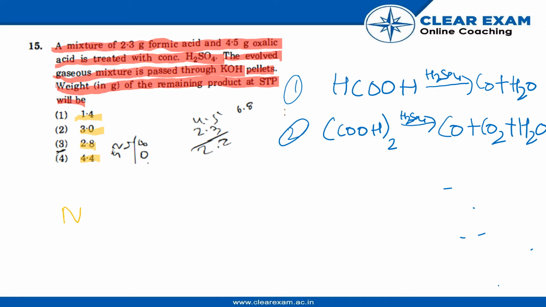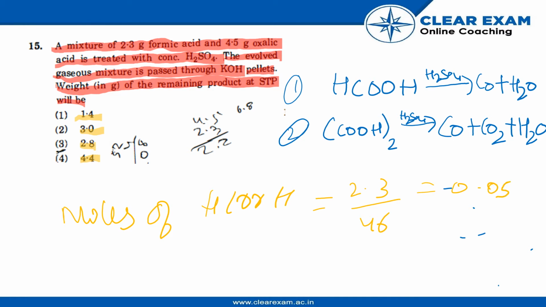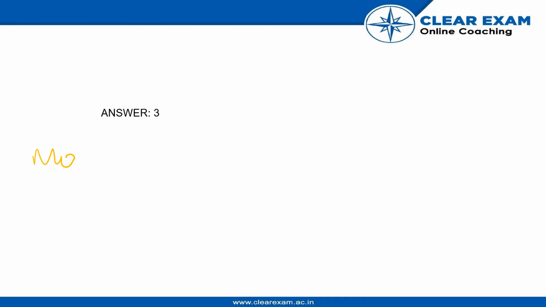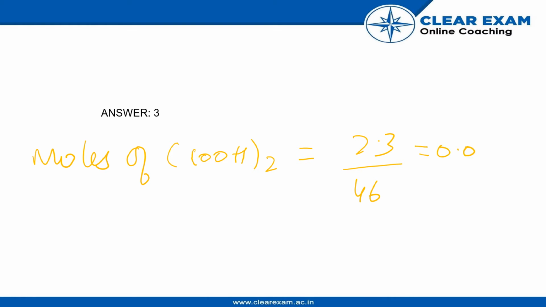So moles of HCOOH will be equal to 2.3 divided by 46. That will equal 0.05 moles. And similarly, the moles of (COOH)2 will be equal to 4.5 divided by 90, which will give us 0.05 mole.